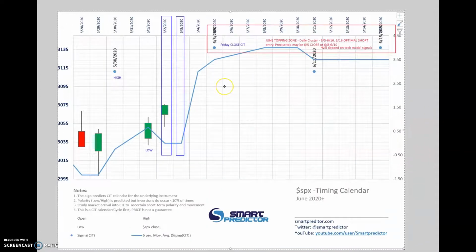With that out of the way, let's look at the timing calendar once again. Until the cows come home, I'm going to keep reminding you, this is the final wave higher from the March lows that we're tracking before the top comes in June and the bottom comes in July. So we're looking at a multi-week top in June.